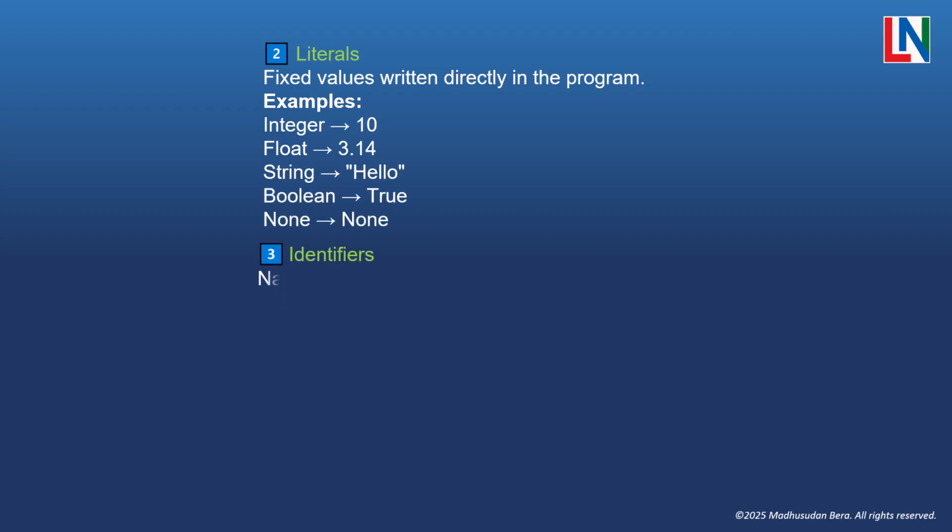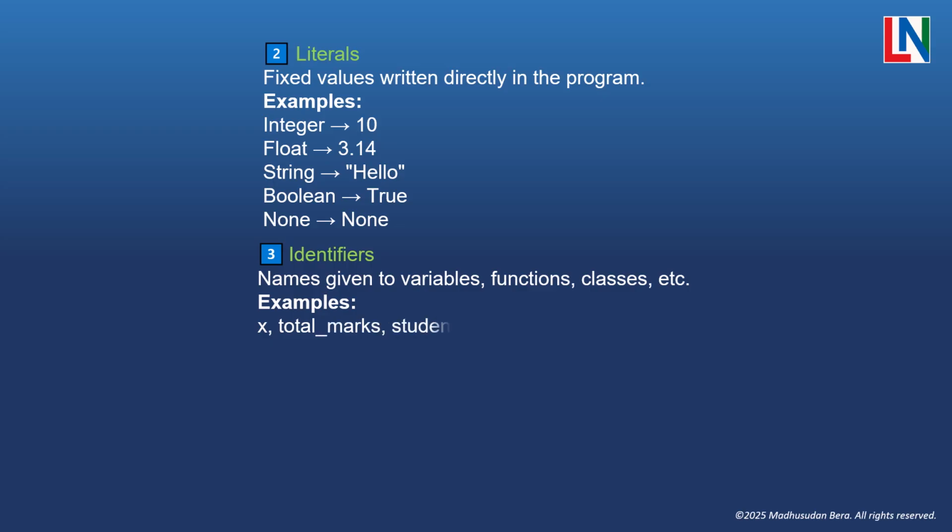Now we have to know about identifiers. Identifiers are nothing but naming words. Names given to variables, functions, classes, etc. are called identifiers. Examples: x, total_marks, student_name, etc.